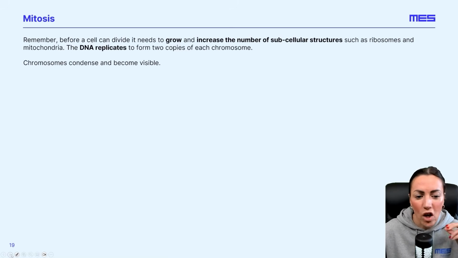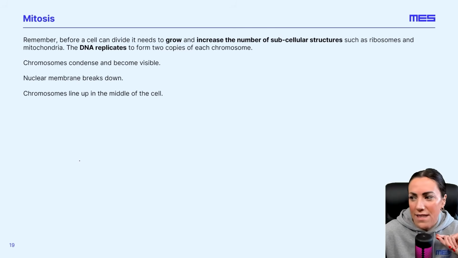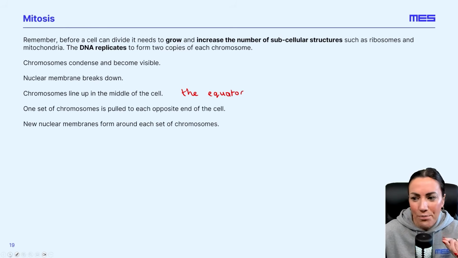So the chromosomes will condense or thicken, and they will now be visible. The nuclear membrane breaks down. The chromosomes will line up in the middle of the cell, or we can say they line up on the equator, if you want to. And one set of chromosomes will be pulled to each opposite end of the cell, and then new nuclear membranes form around each set of chromosomes.